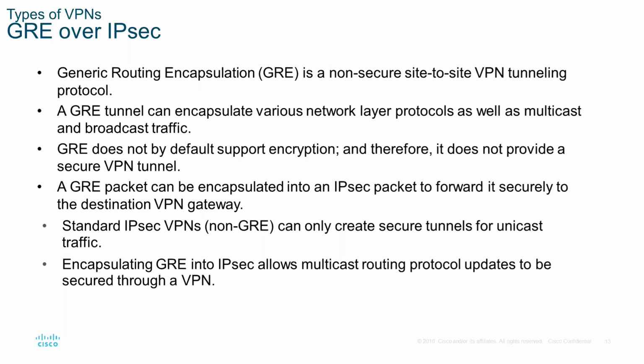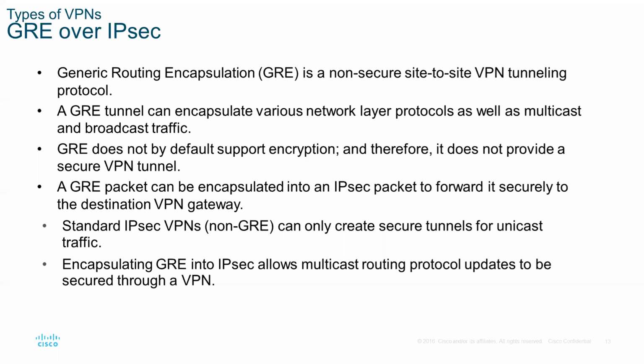Generic routing encapsulation is non-secure site-to-site VPN tunneling. It can encapsulate various network protocols and even allow multicast and broadcast traffic to travel across the tunnel. By default, it doesn't support encryption, so that's why it's classed as an unsecure VPN tunnel. It still is a virtual private network in that it provides encapsulation, but it is not an encrypted service.